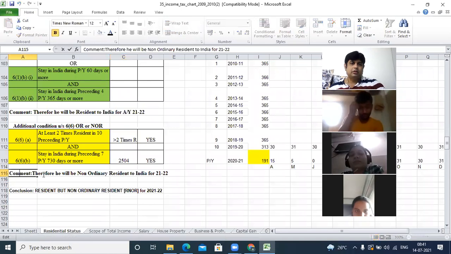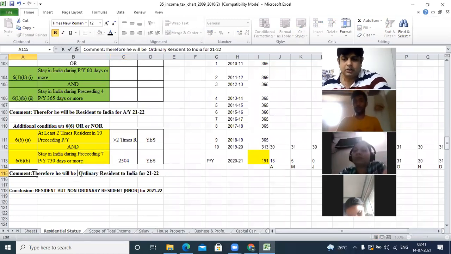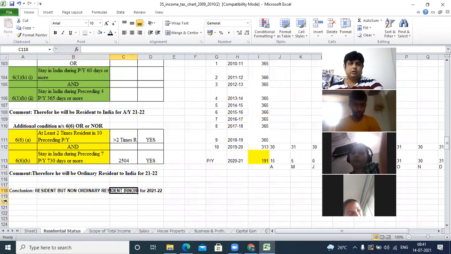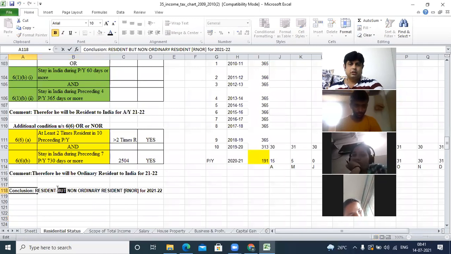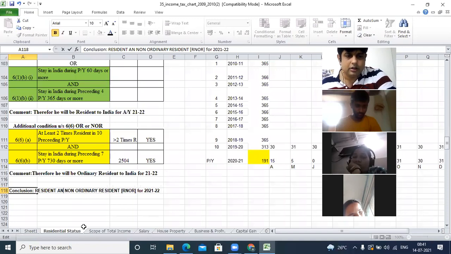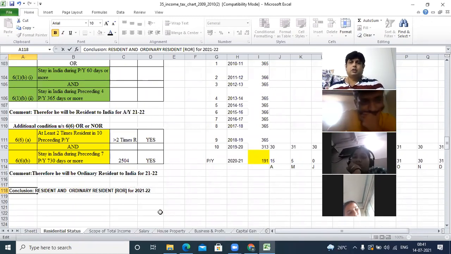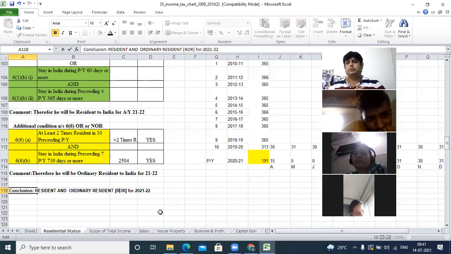What is your condition? Comment. You will be resident and ordinarily resident, or non-ordinarily resident, RNO. Clear है?